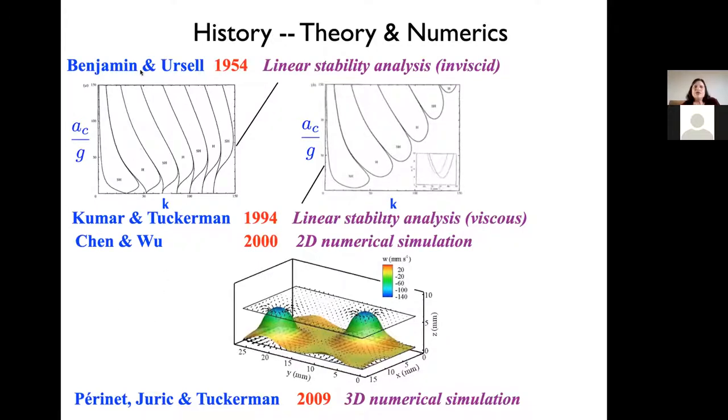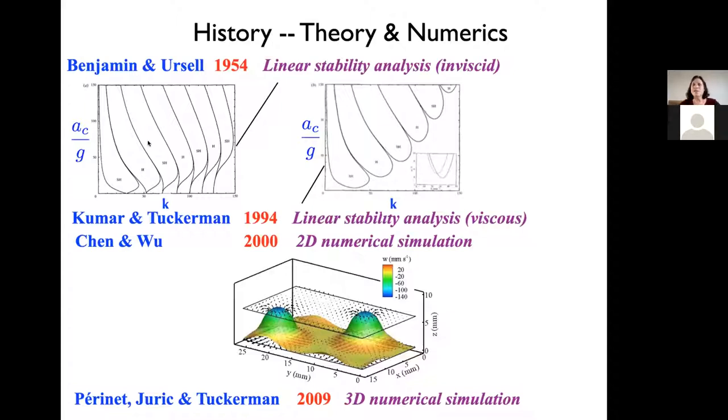This is the linear stability analysis of Benjamin and Ursell, done in 1954. What is this? This is k, a wave number, and this is an acceleration non-dimensionalized by gravity. I guess we really should non-dimensionalize the k, but it's customary not to. And so what are these things? Inside what are called tongues here, you have subharmonic, harmonic, subharmonic, harmonic, subharmonic, harmonic, subharmonic response. Over here, in the white places, you don't have Faraday waves. And what do subharmonic and harmonic mean?